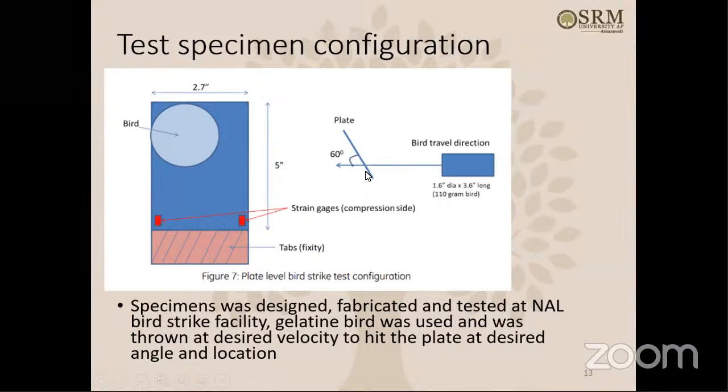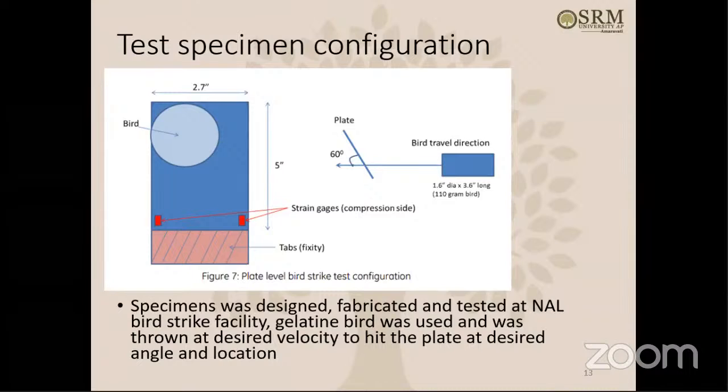And of course, the plate will be fixed at some angle to the direction of travel of the bird. This testing site is at the National Aerospace Lab, Bangalore, and if you go there, they have a very nice bird hitting testing facility. They have a big gun there, and you can shoot these gelatin birds through that gun at different velocities, whatever velocity you want, 50 meters per second to 100 or 200 meters per second.